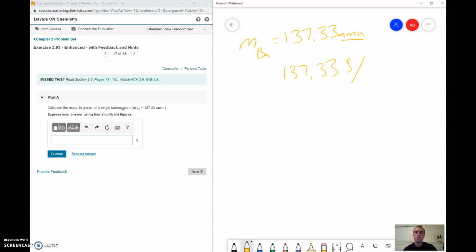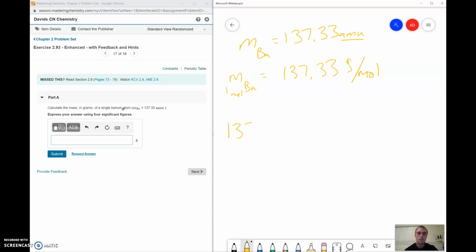So when we do that, we get to the same number, 137.33, but our unit changes to grams per mole. Okay, so the mass of barium, and this would be 1 mole of barium, is 137.33 grams per mole. Okay, we need to change this grams per mole, and we need to find out how many grams per atom we have. Okay, we're going to put this into a track.